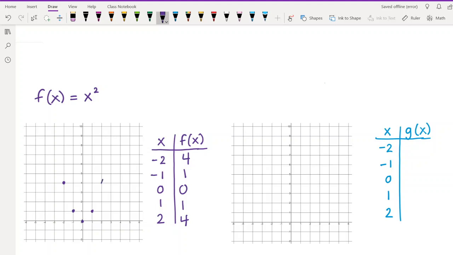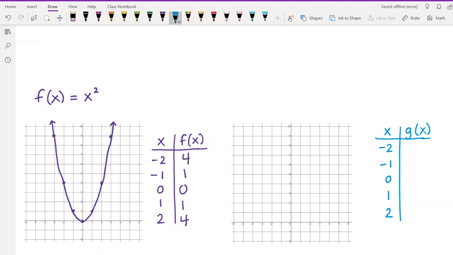And we can put a couple more points on this. So -3, if we square that, gives us 9. +3 gives us 9, just to get a little bit more of an idea of what the shape is. So it gives us this parabola shape. Okay, so that's f of x is equal to x squared.